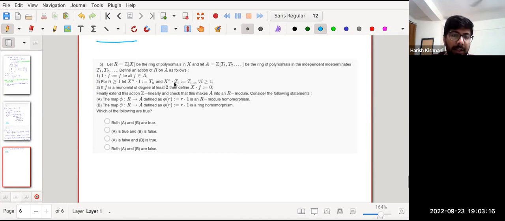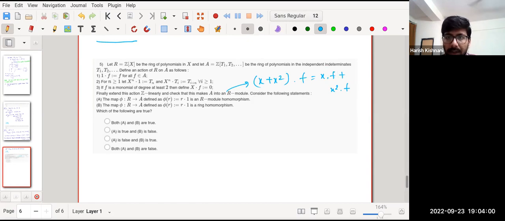Here you are just defining an action by the x_i's, but say you have a polynomial in one variable, x plus x square. You want to check its action over f, so you are supposed to extend it linearly. What does this mean by linearly? It means that, say you have x plus x square, it is capital X in their notation, so just check x dot f plus x square dot f and take its addition. So you have to extend it linearly.